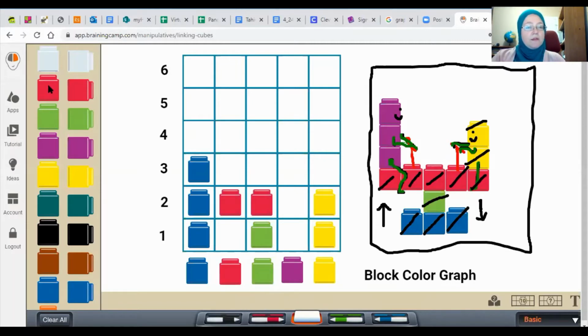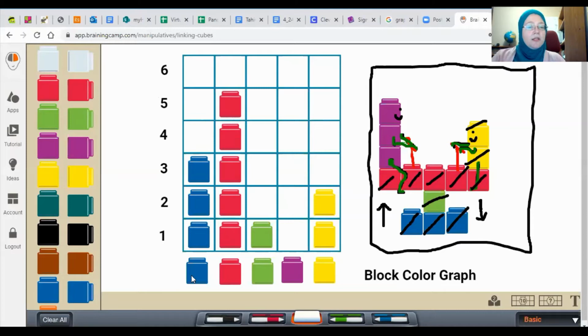Let's count again. 1, 2, 3, 4, and 5. Should I double count? I think so. 1, 2, 3, 4, 5. Do I have 5 red blocks? Yes, I do. Do you see how the number that I stopped at is the same number of blocks that I have? 1, 2, 3, 4, 5.